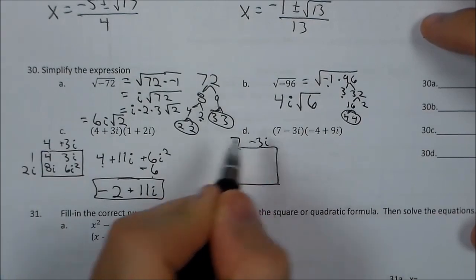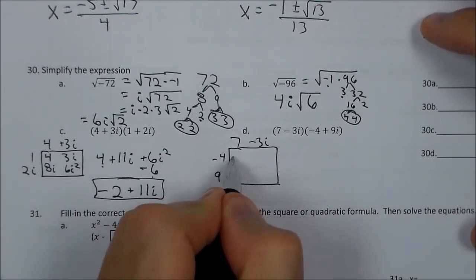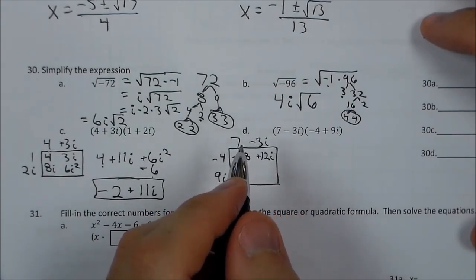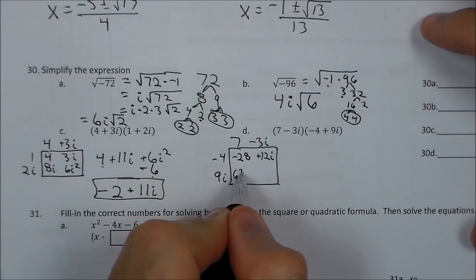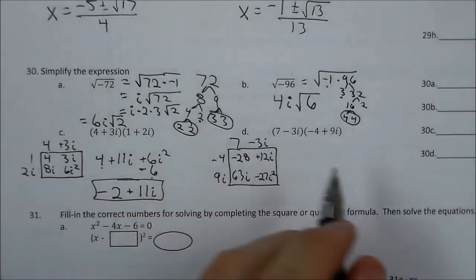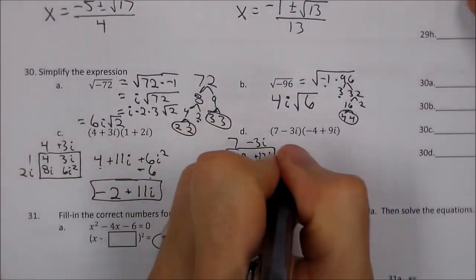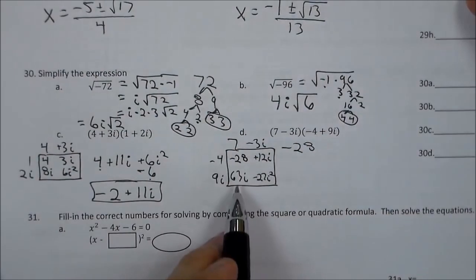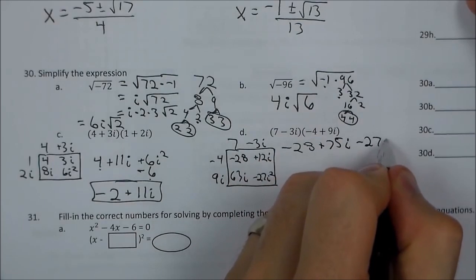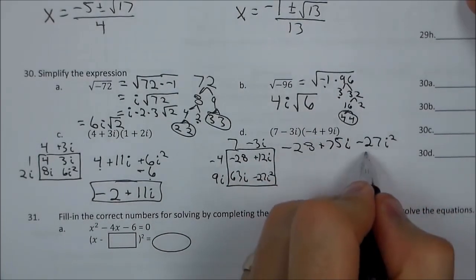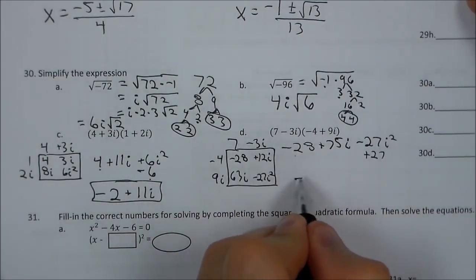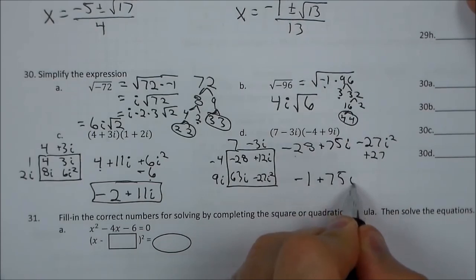Same thing now for D. We're going to go 7 minus 3i and negative 4 plus 9i. I get negative 28, positive 12i, 63i, and negative 27i squared. Now when we combine like terms, we get negative 28, 63i and 12i becomes 75i, and negative 27i squared. Same as before, i squared is negative 1, so this becomes a positive 27. So negative 28 and positive 27 becomes negative 1 plus 75i.